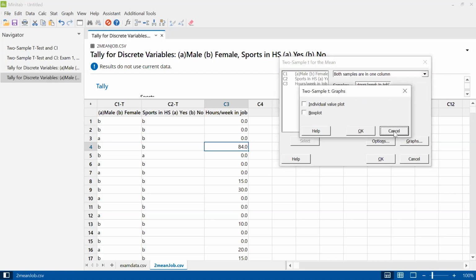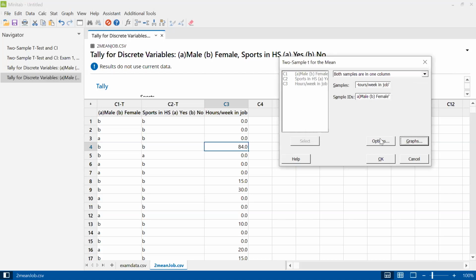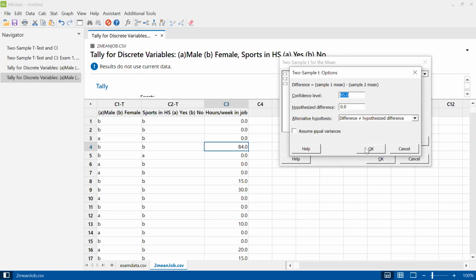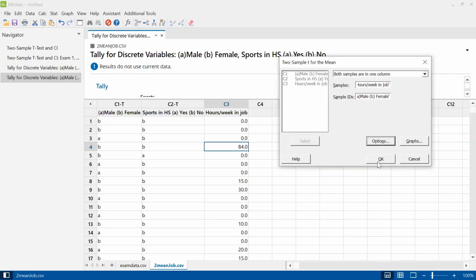Can I do histograms here? I really wish I could do histograms. That would be nice. So all of these other setups are the same. So I think we're ready to compare them.